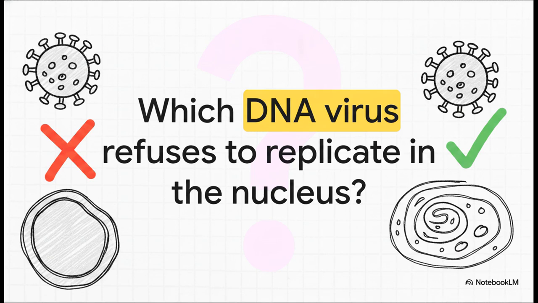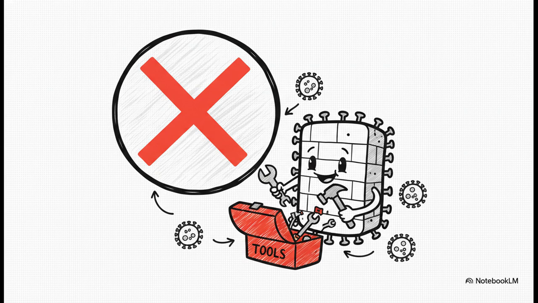But you know how the boards work, right? They absolutely love testing the exceptions. So, ask yourself, which DNA virus flat out refuses to go to the nucleus to do its business? Yep, it's our old friends, the pox viruses. Like we mentioned earlier, these guys are the ultimate rule breakers. They are massive, complex, double-stranded DNA viruses that literally bring their own construction site with them. Because they pack their own DNA-dependent RNA polymerase, they don't need the host's nucleus at all.